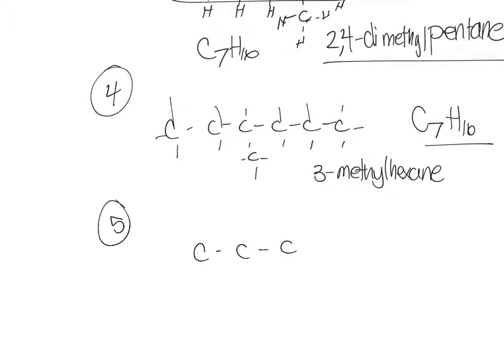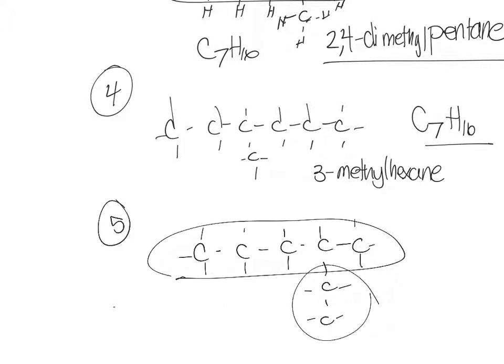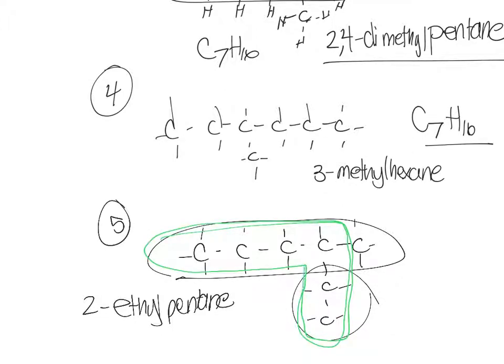Lots of times people will do this one, and they'll try to tell me that this is the parent and this is the branch, so it would be called 2-ethylpentane. But if I actually look at this one, when I look for the longest chain, here is the longest chain. So this is 1, 2, 3, 4, 5, 6. So it's actually 6 long.